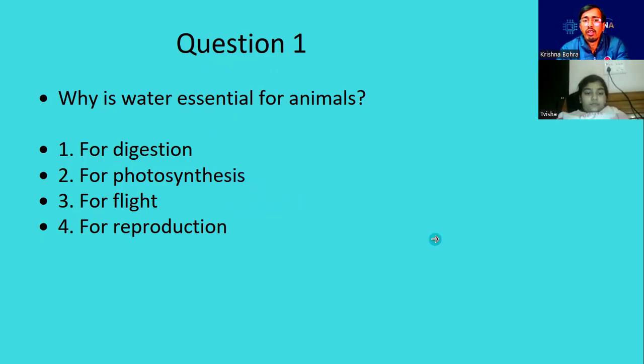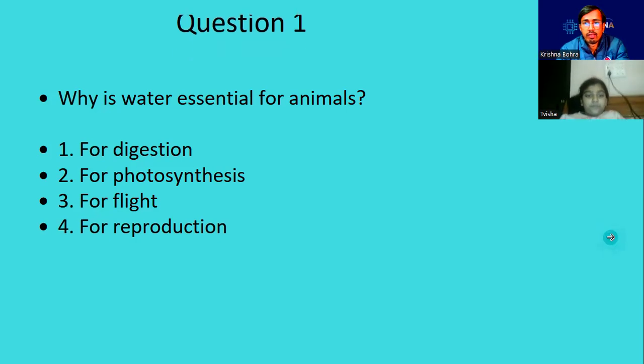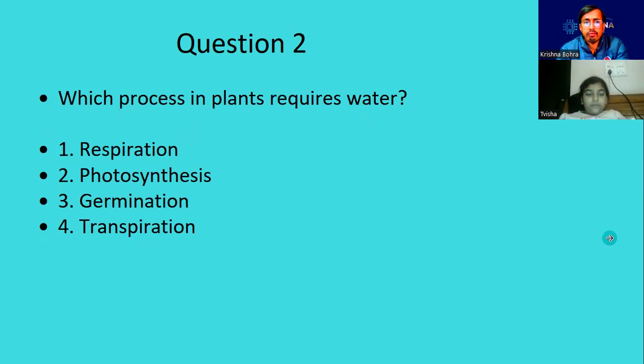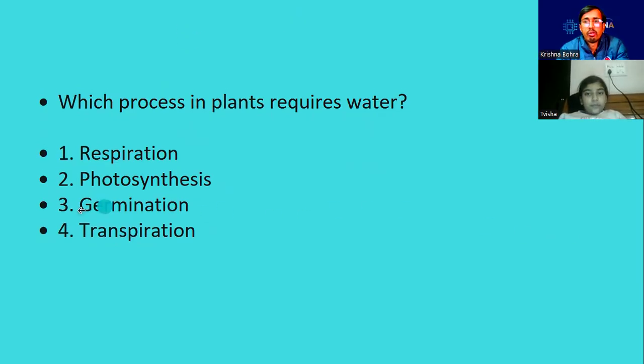For digestion, for photosynthesis, for flight, and for reproduction. For digestion. You are absolutely correct. Question 2 says, which process in plants requires water? Respiration, photosynthesis, germination, and transpiration. So photosynthesis. You are absolutely correct.